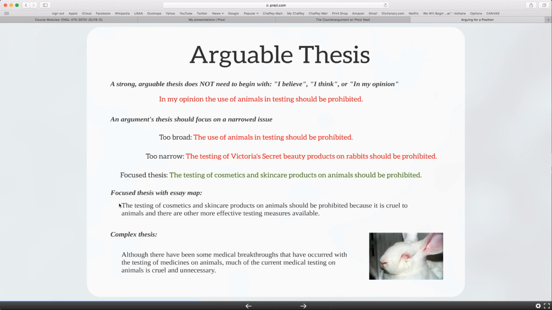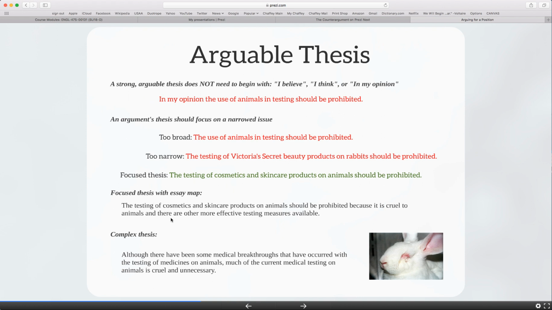So notice here is a thesis with an essay map. The testing of cosmetics and skincare products on animals should be prohibited because it is cruel to animals and there are more effective testing measures available. So notice here in this particular thesis with an essay map, I have two distinct reasons that I've added on to that thesis. The first reason is because it's cruel. So hopefully I would have a body paragraph or maybe even two that explains what the cruelty is, what kind of testing, what are the results of that testing? Do animals often die? Does their skin burn? Are they infertile? Does their hair fall out, right? I would probably detail all of those things.